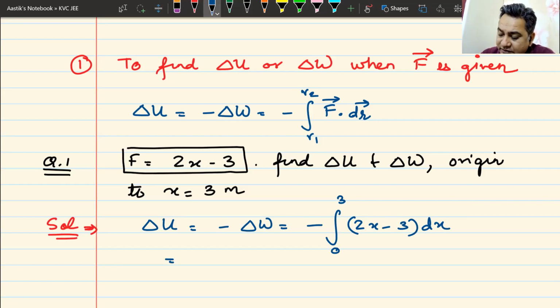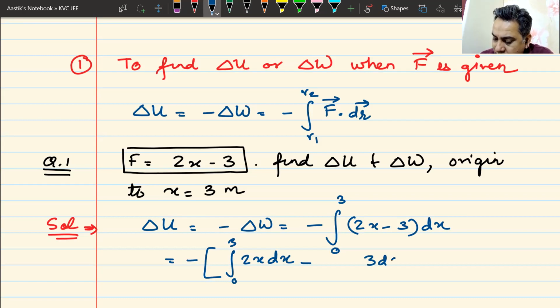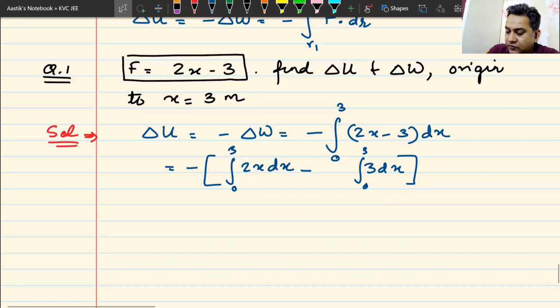How are we going to calculate this integral? I'll take the negative out. It will be integral of 2x dx from 0 to 3, minus 3 dx, integral from 0 to 3. I hope all of us understand this very simple integral. It should not take rocket science for us to calculate this integral.